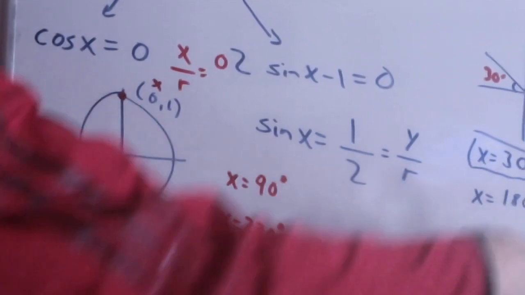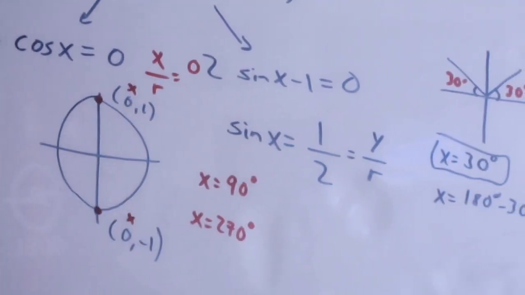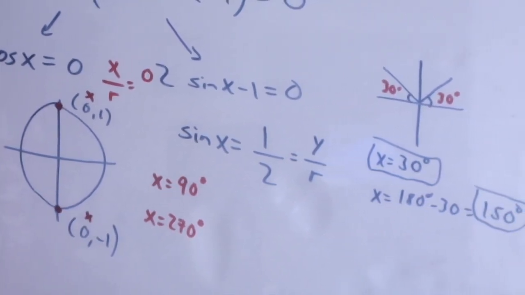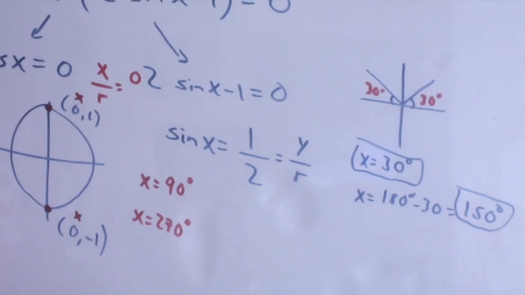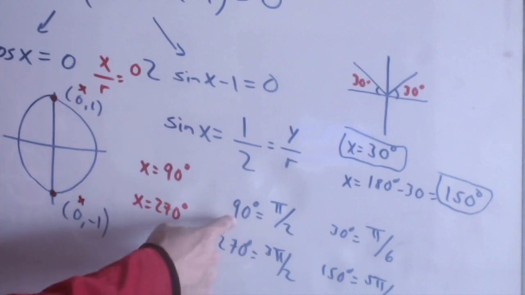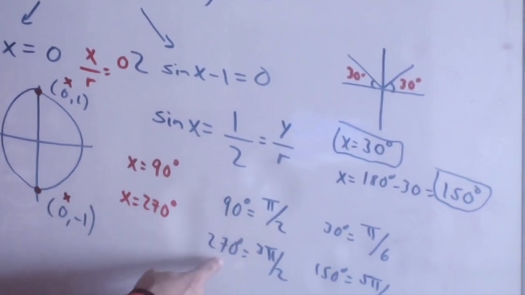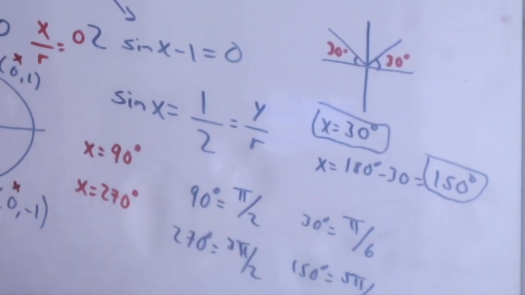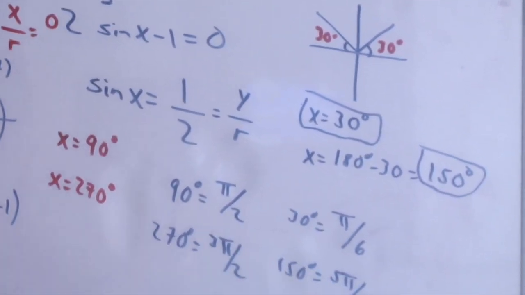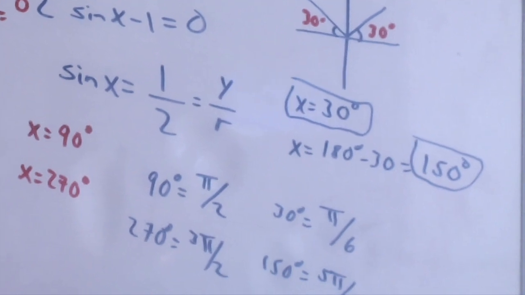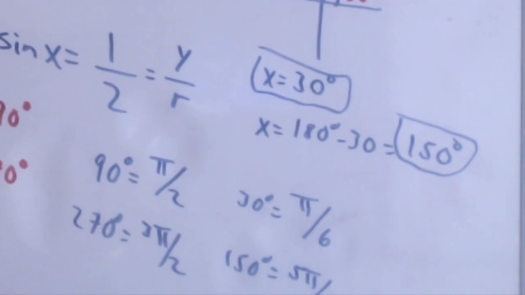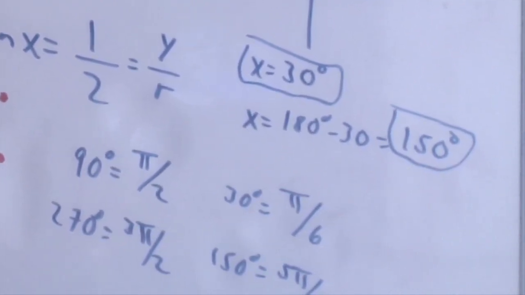So how many answers do I have? I have 4 answers in these problems. But in Alex, we're gonna have to change to radians. So I convert my answers in radians. 90 degrees is pi over 2, 270 is 3 pi over 2, 30 is pi over 6, and 150 is 5 pi over 6. So 4 answers for this problem when I have parentheses.